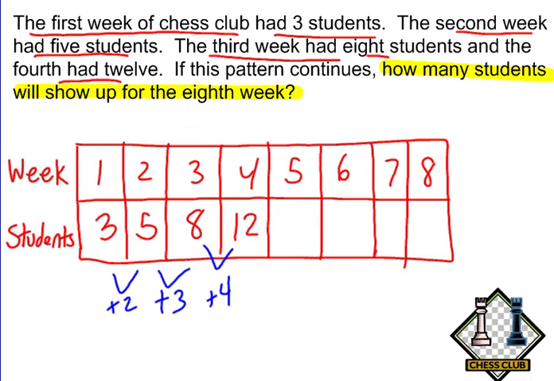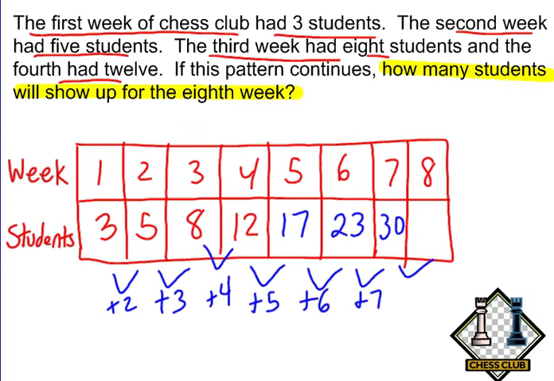It's going up. The next week, it would go up by 5 students, meaning we'd have 17 students in the 5th week. In the next week, we'd have 6 more students show up. If we add 6 to 17, there'd be 23 students in the 6th week. Then in the next week, 7 additional students would show up. We would have 30 students. And in that 8th week, another 8 students would show up. There would be 38 students. So how many students would show up in the 8th week? It'd be 38 students would be your answer.